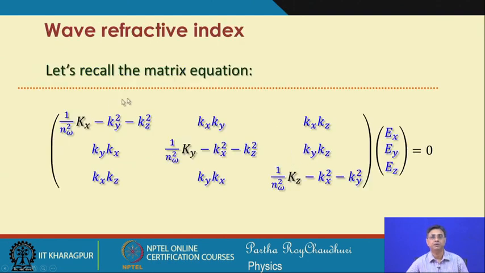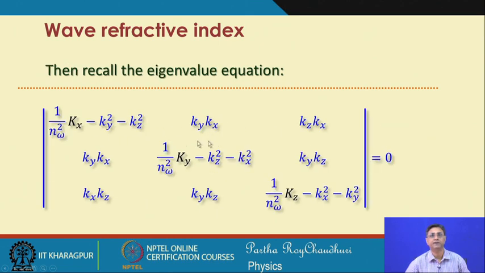So, we have seen this characteristic equation, an equation which has similar diagonal elements and similar off diagonal elements connected with E x, E y and E z equal to 0. So, the determinant of this matrix will be equal to 0 for the non trivial solution for this n omega square, the refractive indices associated with the wave.